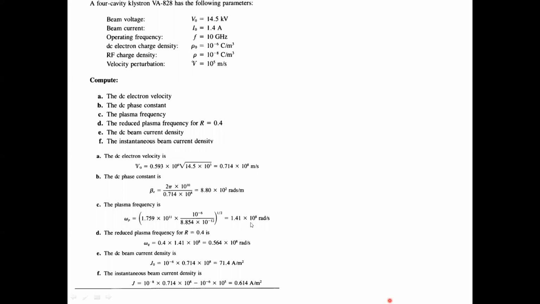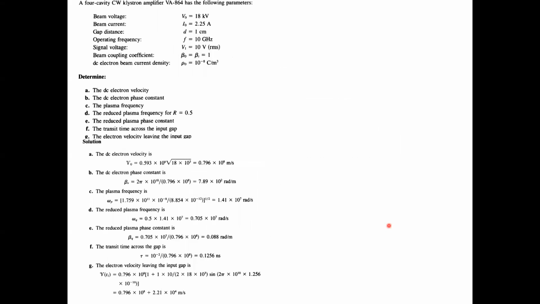Next part, instantaneous beam current density. Just direct substitution, the DC electron velocity multiplied with the RF charge density. Finally you got the answer 0.614 ampere per meter square. So this is the 4-cavity klystron example problem taken from a previous paper. Go on to the next slide, next problem. Similar problems are available here, with some change in the questionnaire.